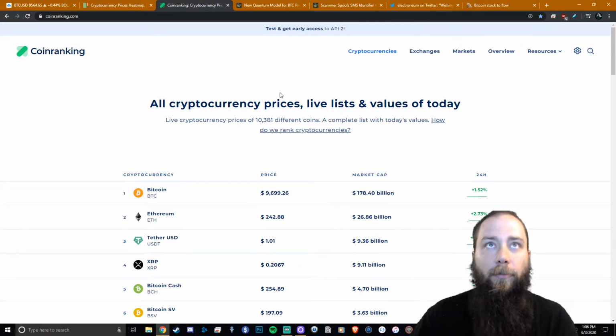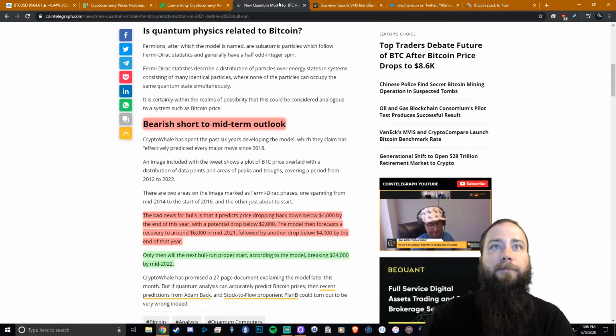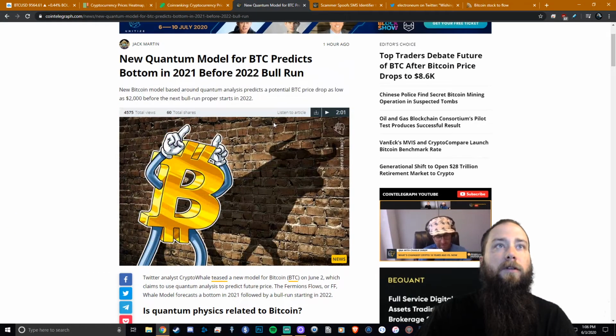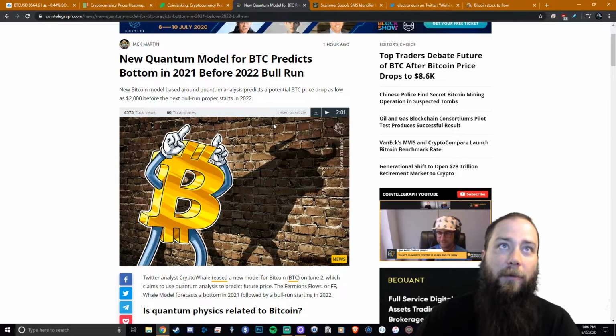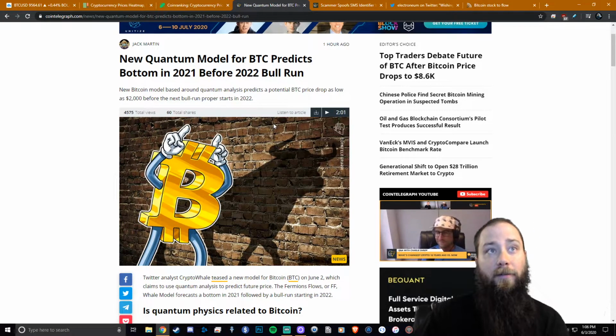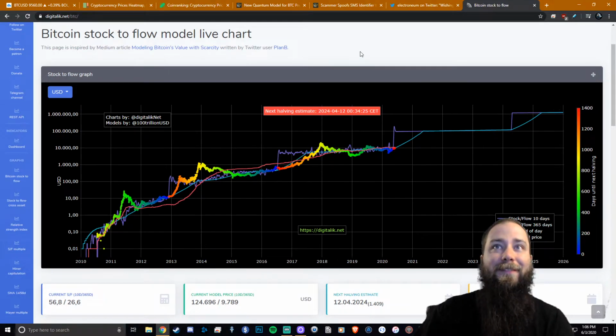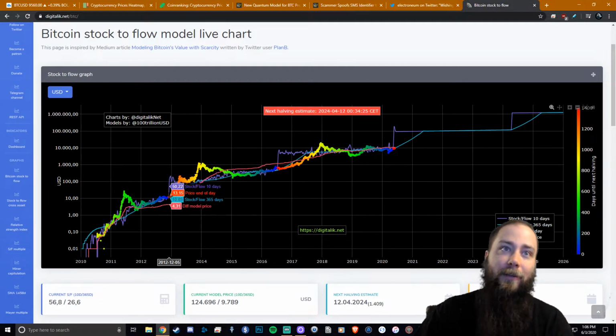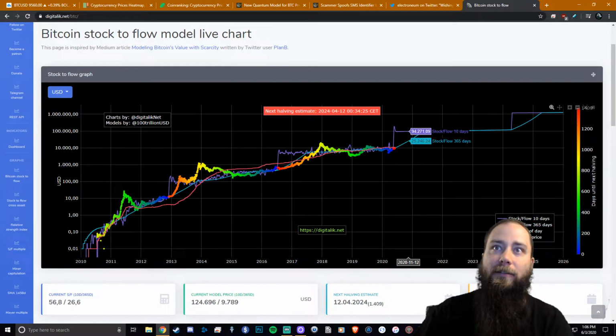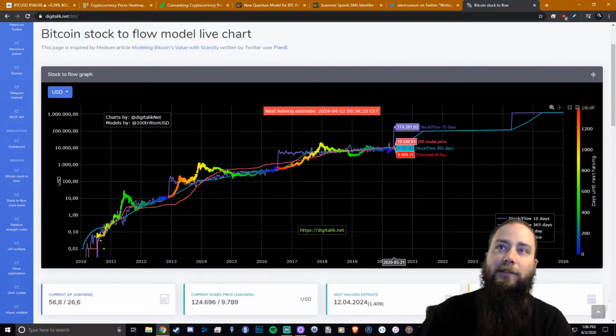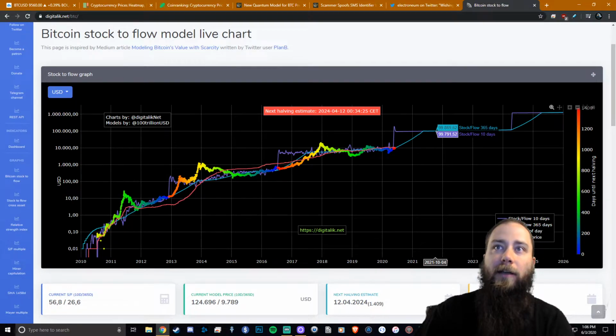But let's not go full bull. Let's check out some bearish scenarios. Okay, so a new quantum model for BTC predicts a bottom in 2021 before a 2022 bull run. So instead of what I have been following a whole lot, which is the stock-to-flow, which has put in another red dot, which is awesome. If it happens anything like the last one, or even like the first one and projects way over, that's not going to happen. I think it's going to happen just like that again. Go up close to 100K, maybe like 89,000, and that's where it's going to peak, maybe.